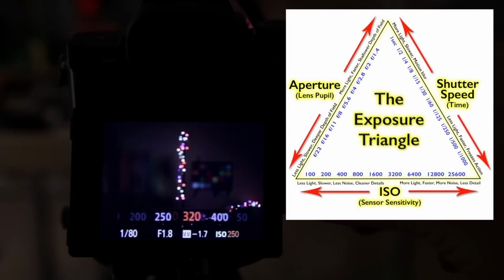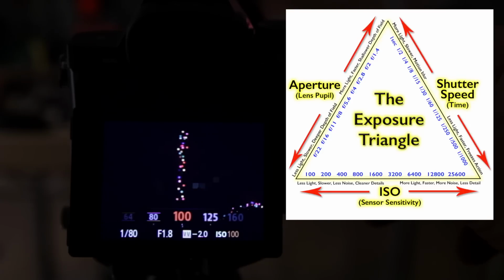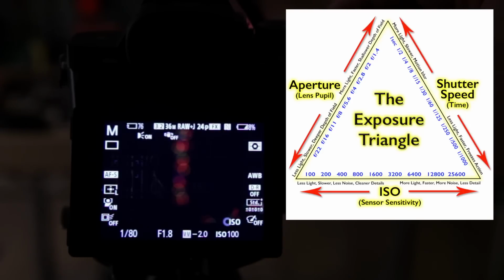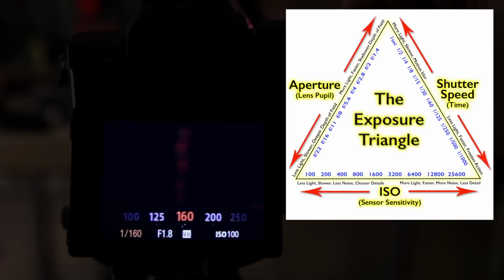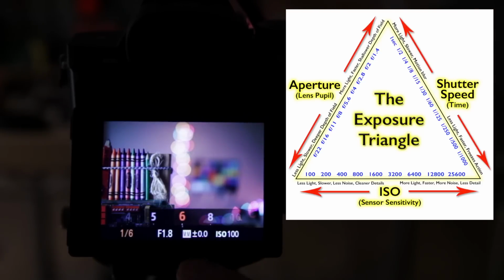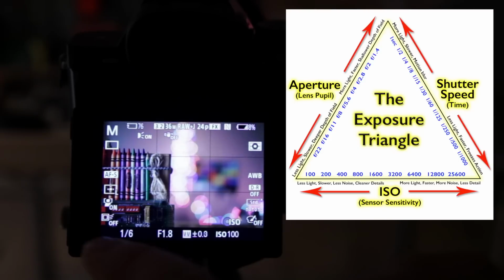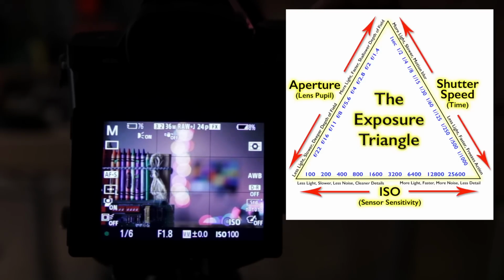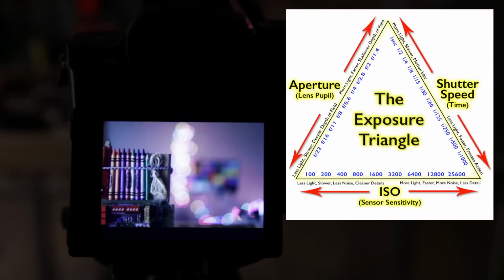So if I want to use ISO 100 to get a proper exposure, I can change the shutter speed. Watch the meter. See that? 0. ISO 100, meter's at 0. Now the shutter's at 1/6. Take the picture. There you go.